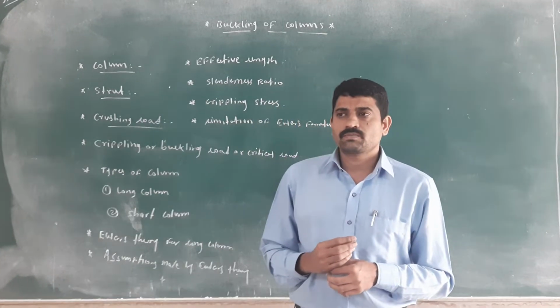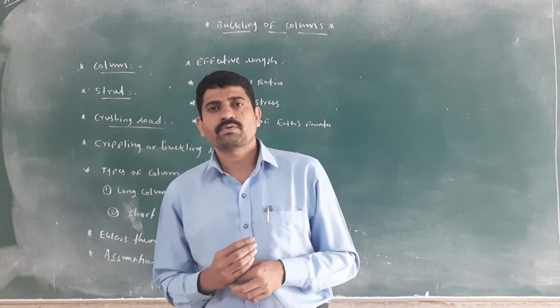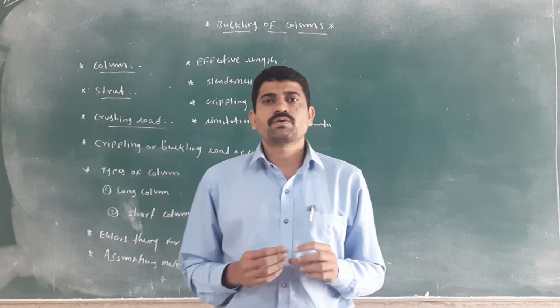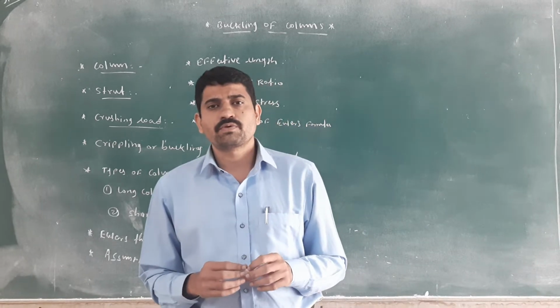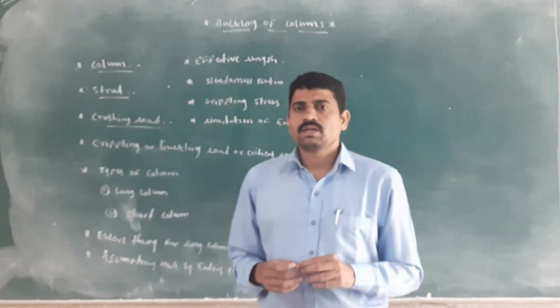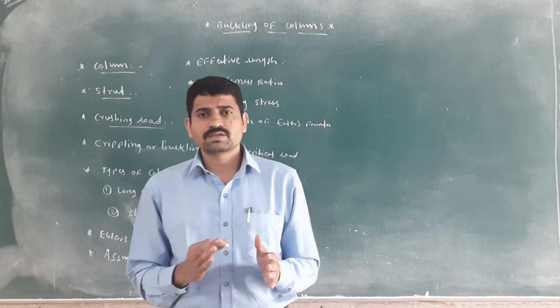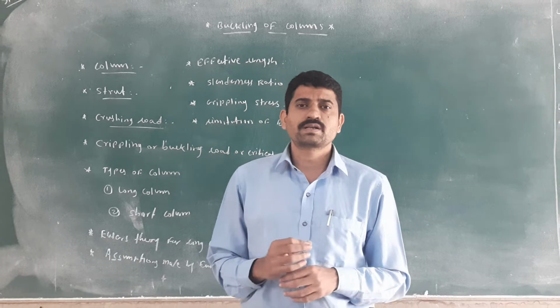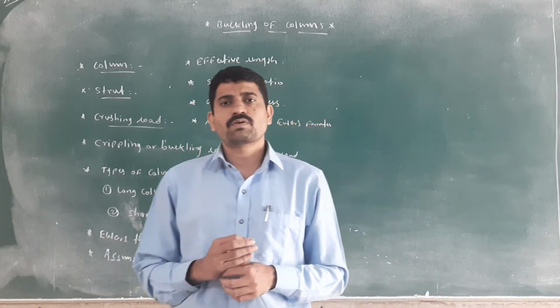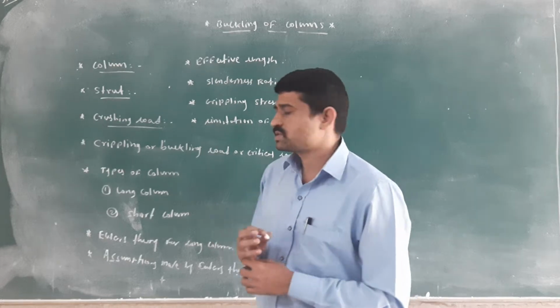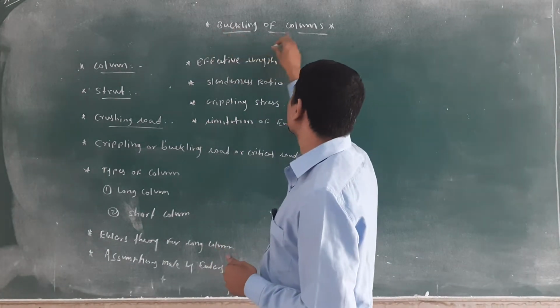Okay, in the last lecture we covered unit number 3. Today we will go on to unit number 4. In unit number 4, the first part is torsion and the second part is buckling of column. First we will complete the second part, which is buckling of column.